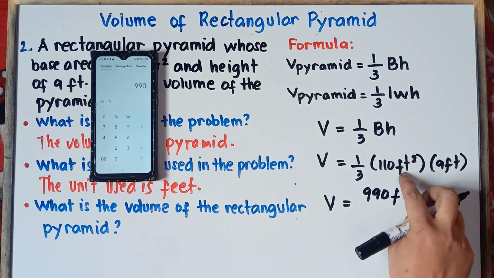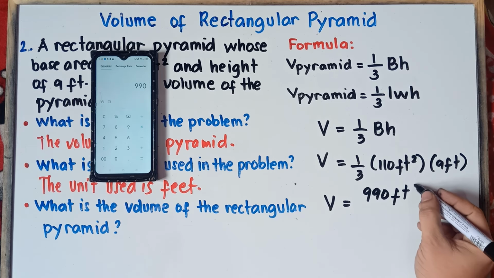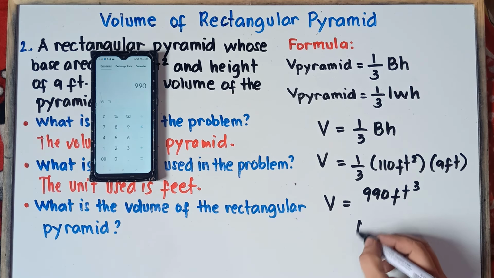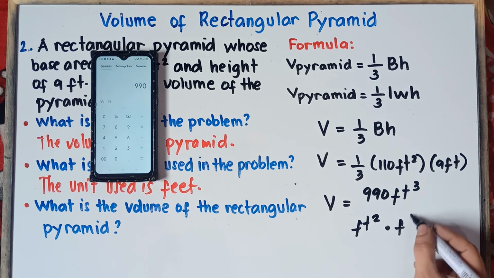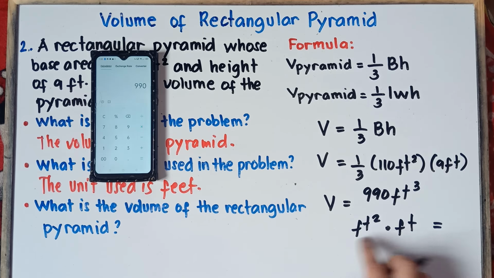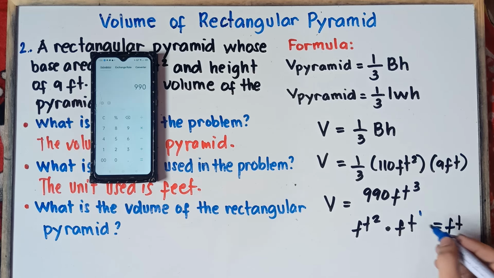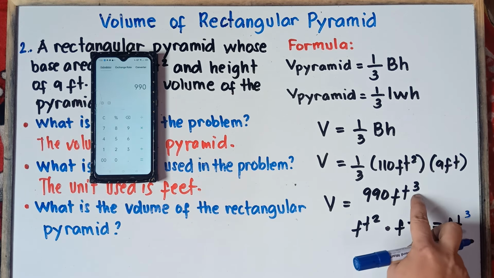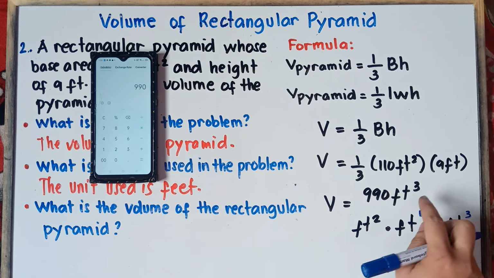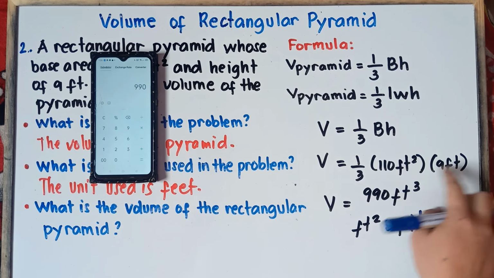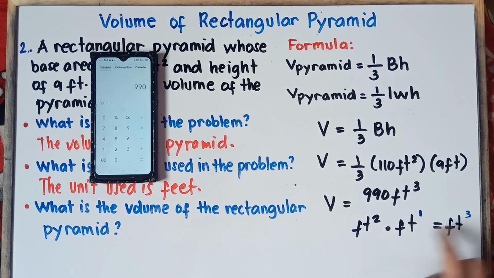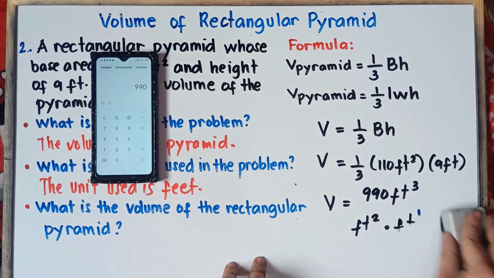Once again, class, square feet times feet, that would be cubic feet because you need to add the exponent. If they have the same base, same unit, copy the unit and then add the exponent. Understood that there's one here for feet for the exponent. So 2 plus 1, that is 3. That's why, class, you have cubic feet. I hope it's clear for you, class. Simply copy the unit feet, and that would be cubic feet.